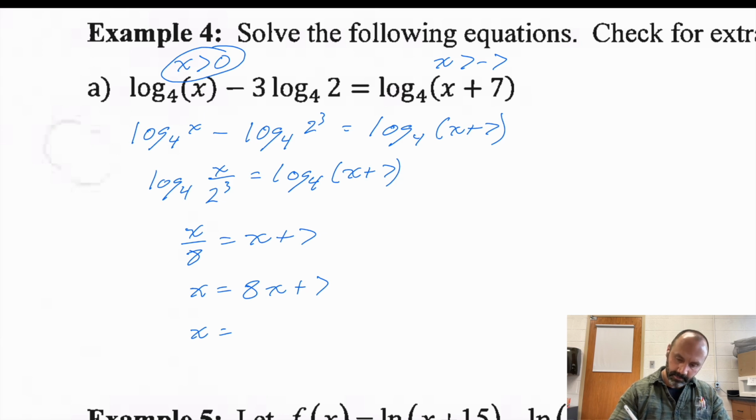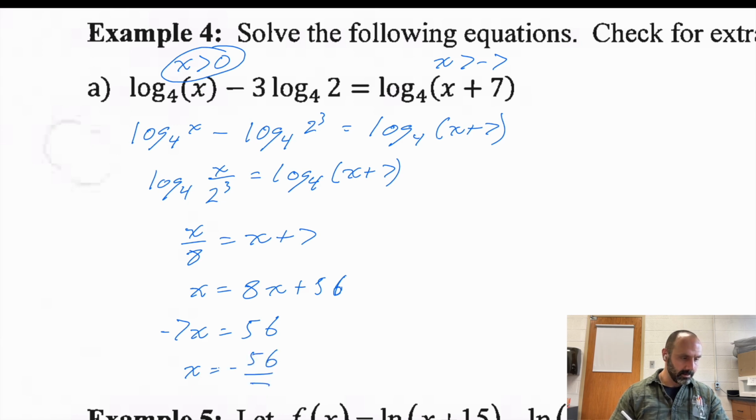Oh yeah, whoops. Check my arithmetic here. 8 times 7 is 56. So I'm going to have negative 7x equals 56. So x equals negative 56 over 7. Now, the problem is this solution is less than 0. What does that mean then? That means no solution.